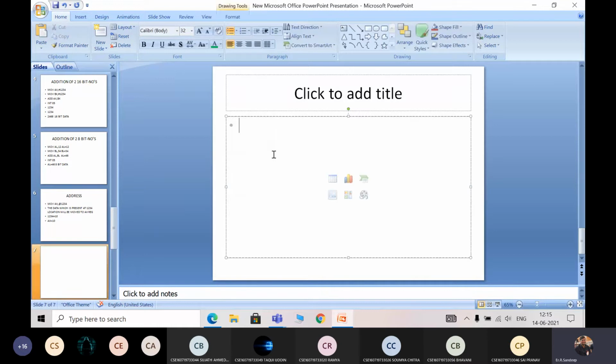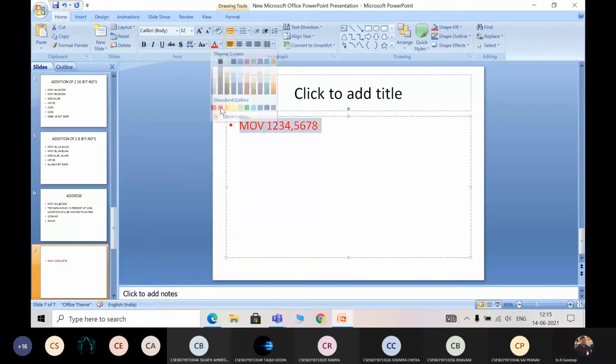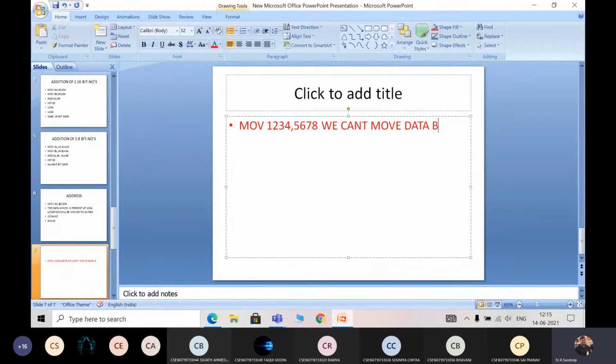That is the meaning. You cannot write like this: move 1 2 3 4 comma 5 6 7 8. You cannot use it like this, because you cannot move data between two addresses. This is an illegal operation. We can't move the data between two addresses or two data values.